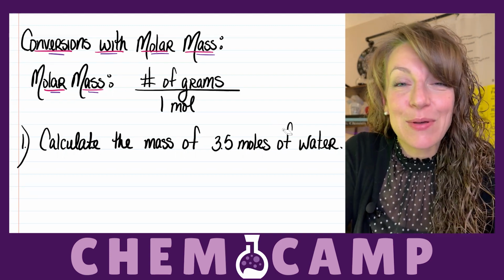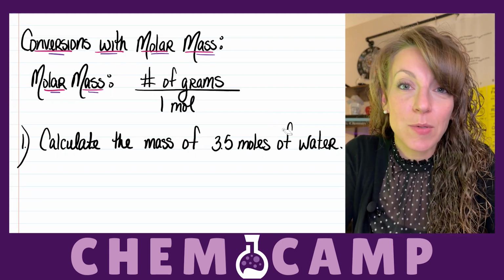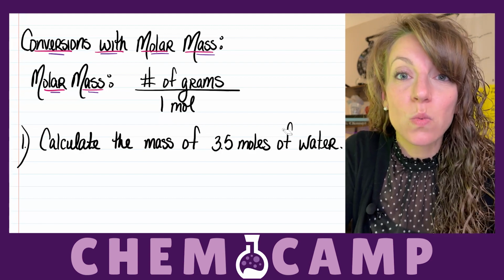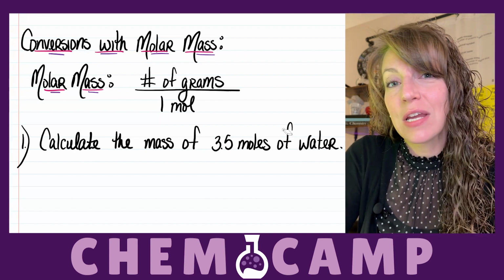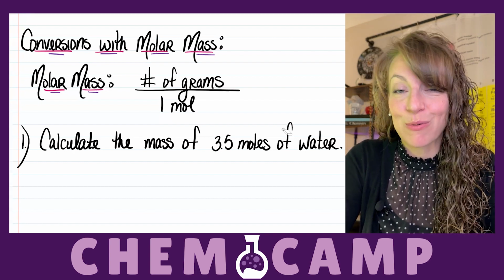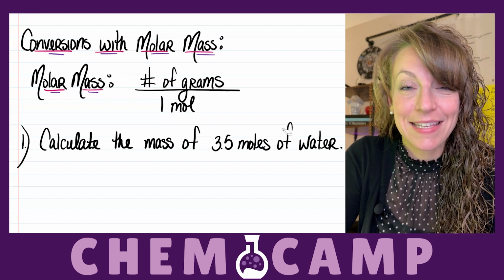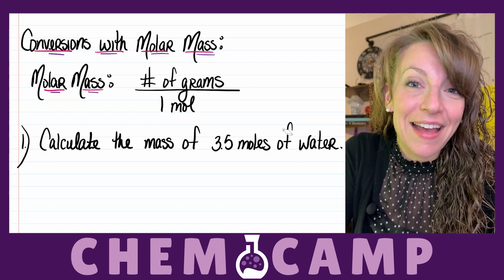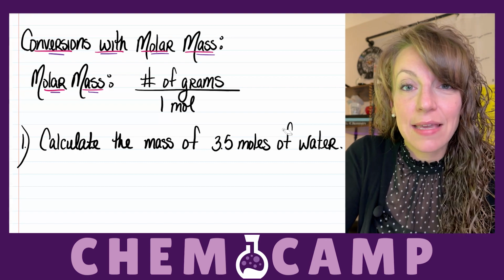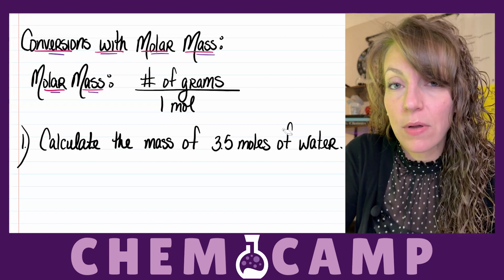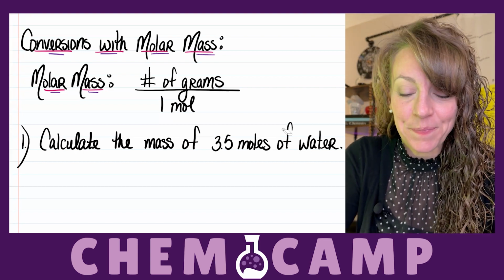First and foremost, molar mass is the number of grams of a particular substance in just 1 mole of that substance. So this gives us a ratio between grams and moles of a particular substance. Let's see how this is applied to these types of problems. Number 1 states, calculate the mass of 3.5 moles of water.